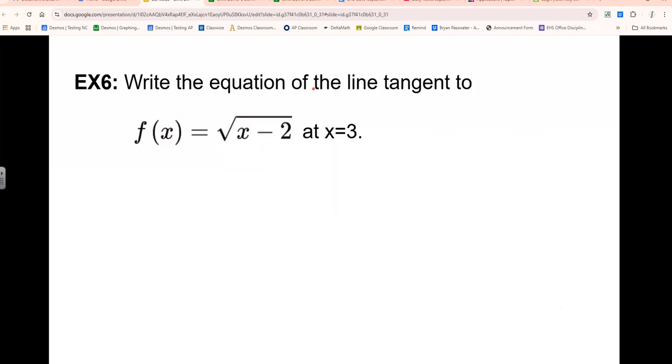So we're going to write the equation of a line tangent to f of x equals the square root of x minus 2 at x equals 3.